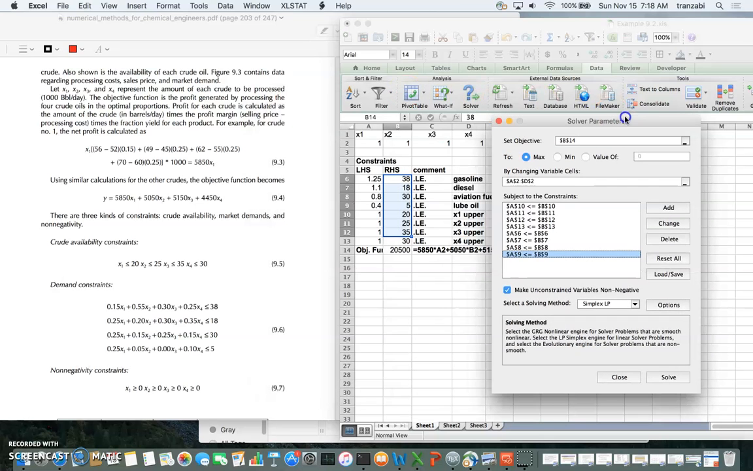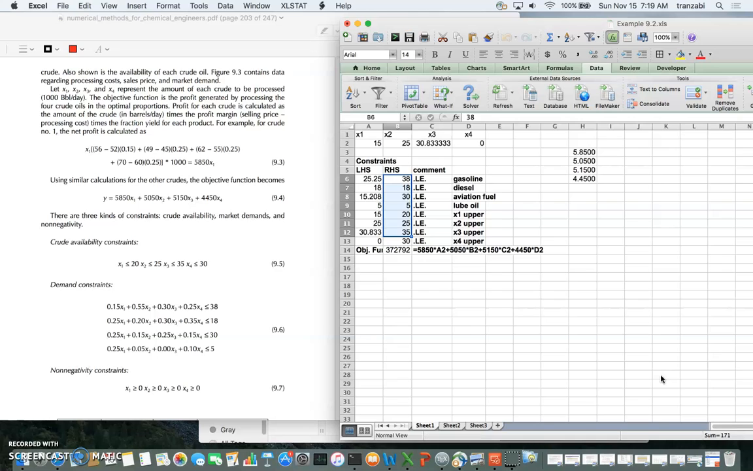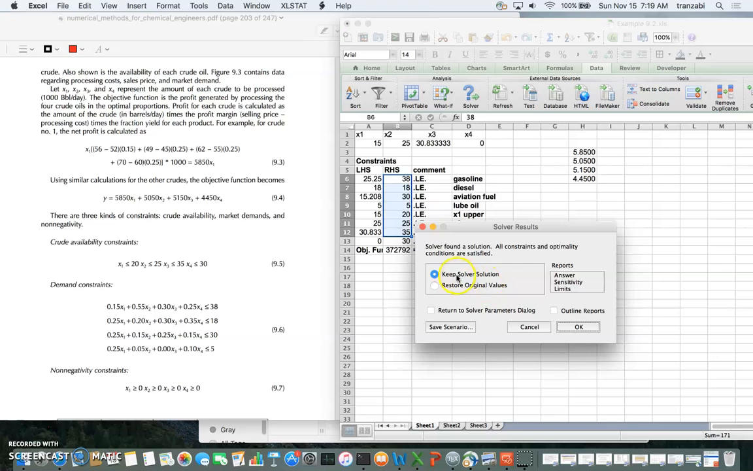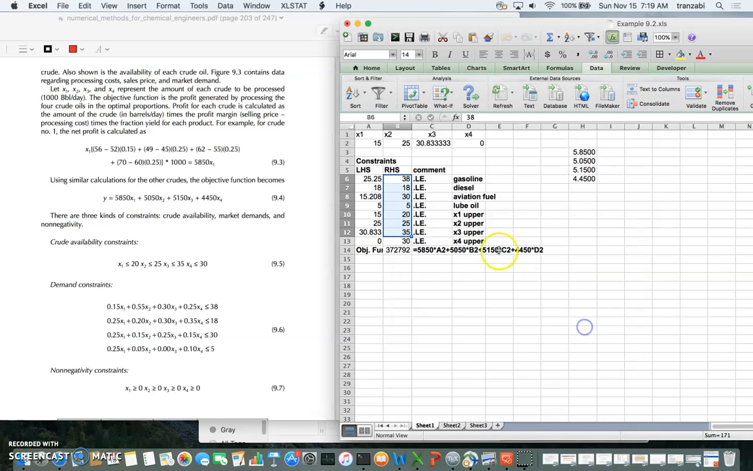Okay. I have 4 constraints for demand and 4 constraints for availability. So here's the availability. Here's the demand constraint, and then non-negativity comes from this option. Just say yes, all of the variables are non-negative. I'm going to use the simplex method, and I think we're good to go. Just hit Solve, and there you go. So it found the solution. You're going to keep the solver solution, yes, and then here's the solution.